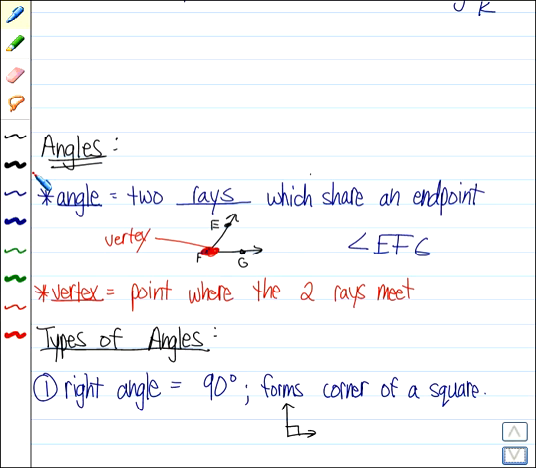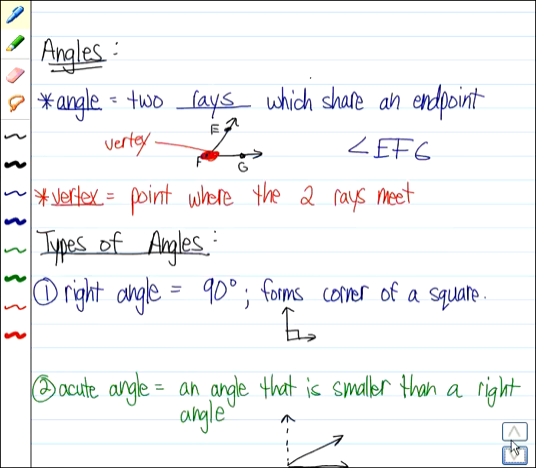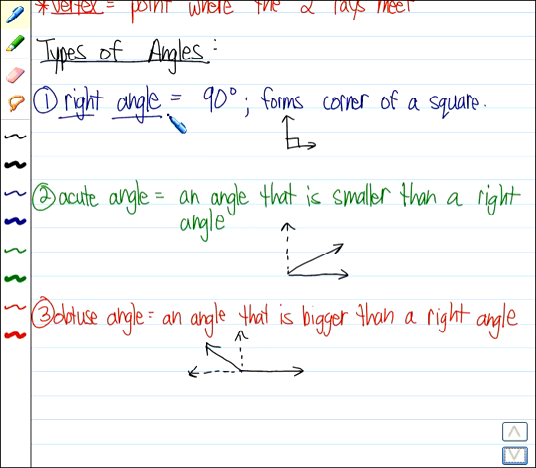Now there are 3 types of angles we're going to be looking at here. Our first type of angle is the right angle. And a right angle measures 90 degrees and forms the corner of a square. It's basically just 2 perpendicular lines, a line going this way, and our angle here forms a square corner.